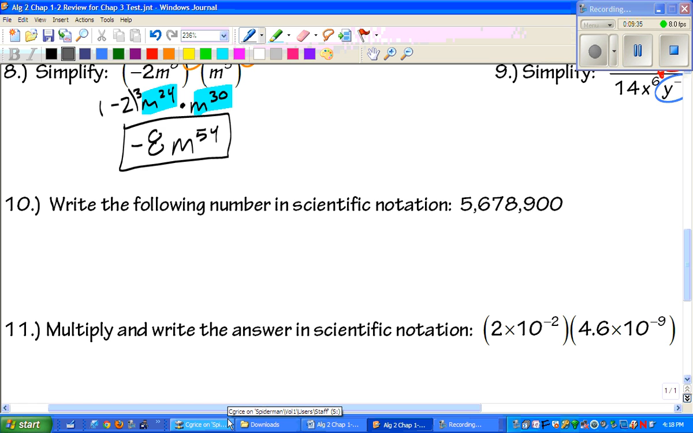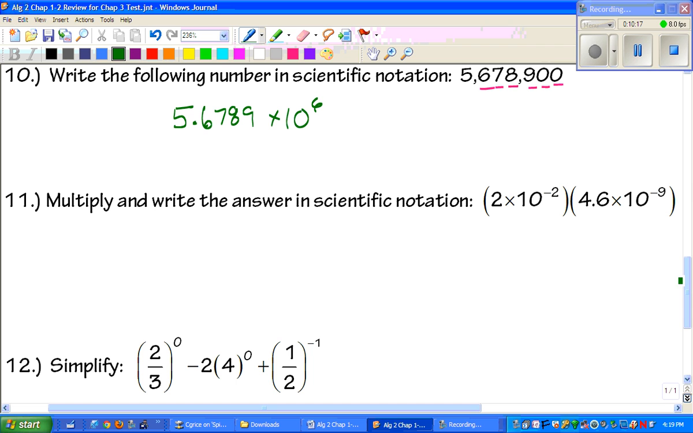Okay. Number 10 says to write the following number in scientific notation. So writing in scientific notation, you have to have a number 1 through 10, or greater than 1, less than 10, 6, 7, 8, 9. Okay, so we know we have all of that stuff, but the key thing is what number goes up there. The way we figure that out is how many numbers are now behind the decimal. And when you count that out, there are 6. Okay, it's a big number, so it's going to stay positive.